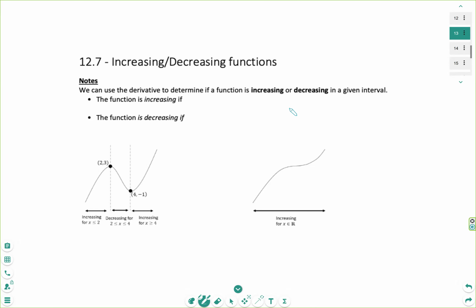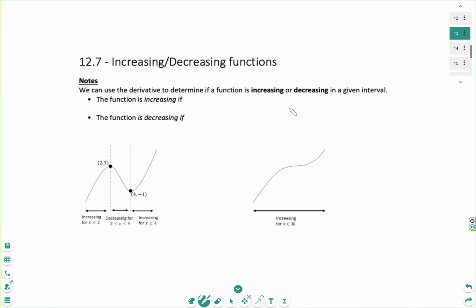Welcome to Year 1, Pure 1, Chapter 12.7, where we're looking at increasing and decreasing functions, continuing the lesson from last lesson about differentiation. But we're no longer looking at straight lines. We're looking at curves, and at some niggly bits about differentiation. One of them is about an increasing, decreasing function.